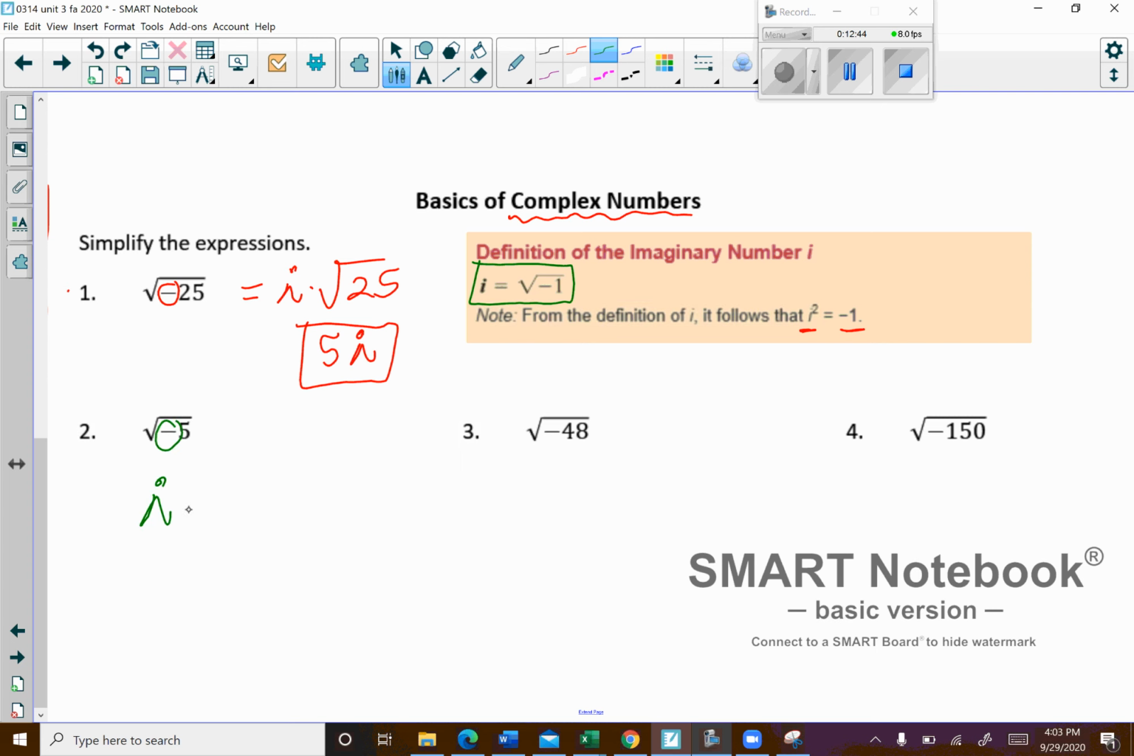Okay? So on number 2 right here, you're square rooting -5. That will become an I on the outside, and then you're left with the square root of, now it's a positive 5 inside. Now the square root of 5, I can't do anything about that. So that is my answer for number 2. That's it. Okay? Like I said, don't overthink it.